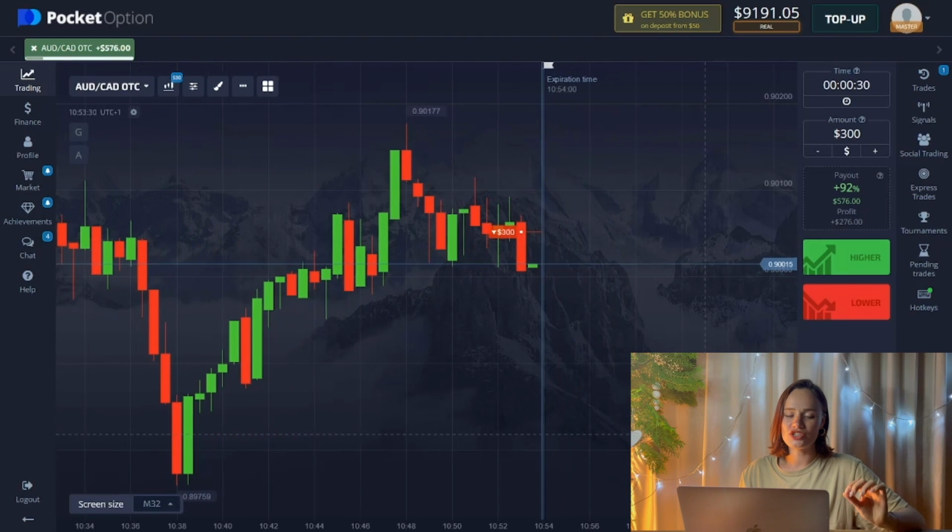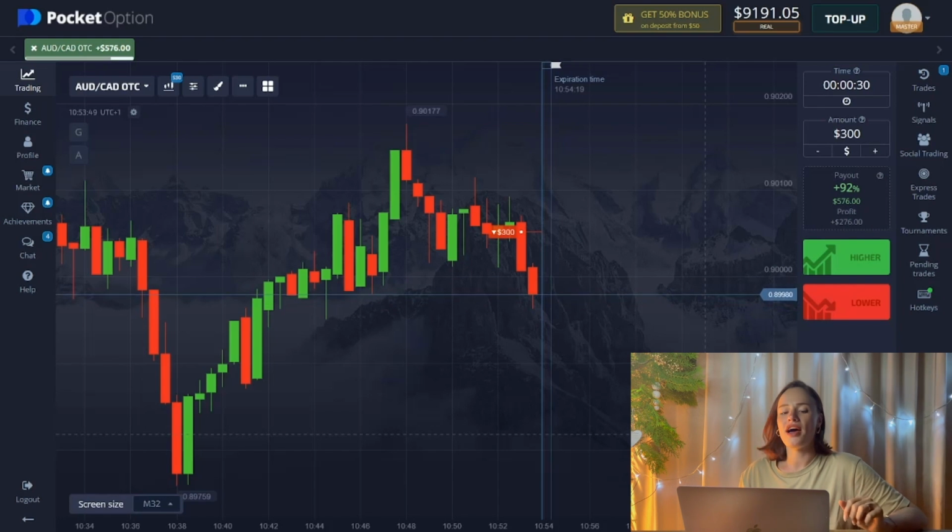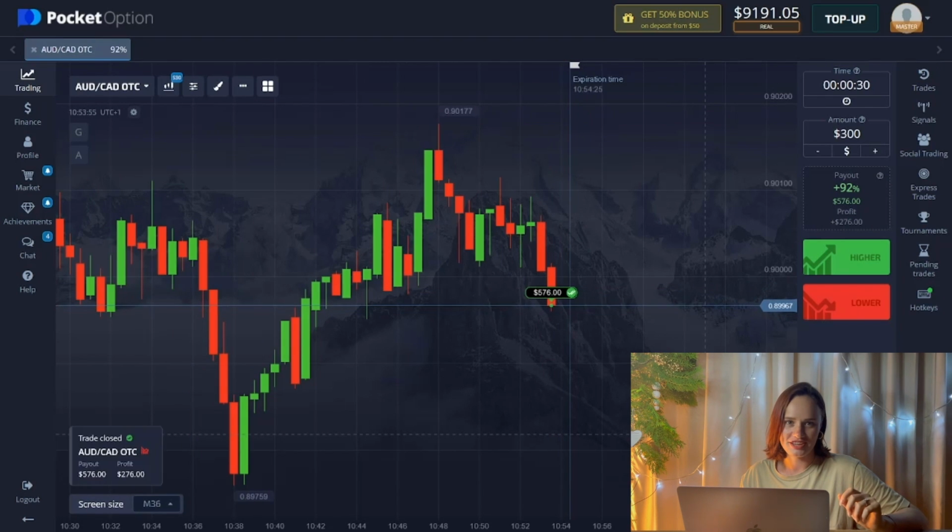So friends, we see a general upward price movement from 10.38 to 10.48, meaning over the last 10 minutes. And we see the highest point of the price at 10.48, after which the price changed direction and reversed. So after that, on the next green candle, we made our down trade for 30 seconds.